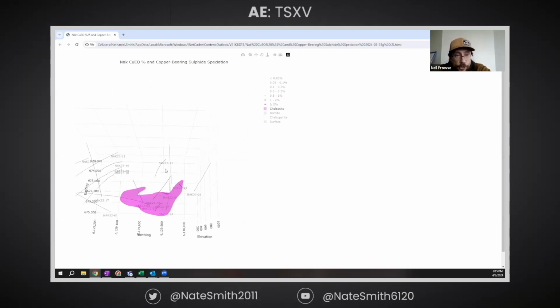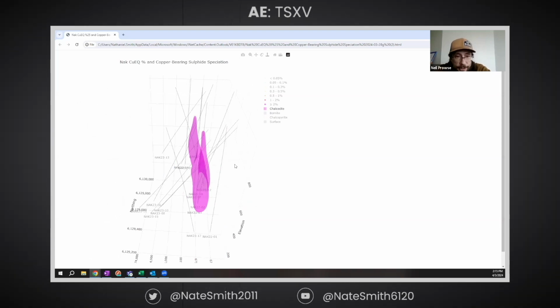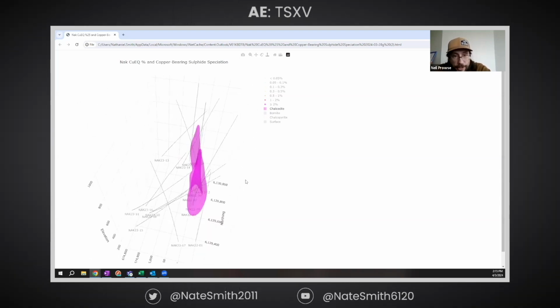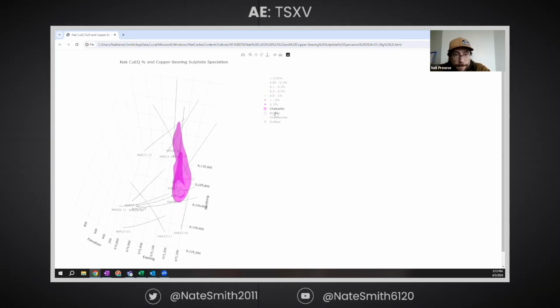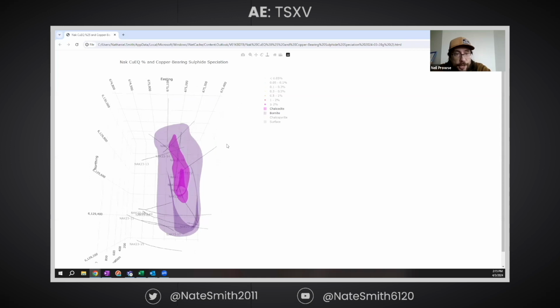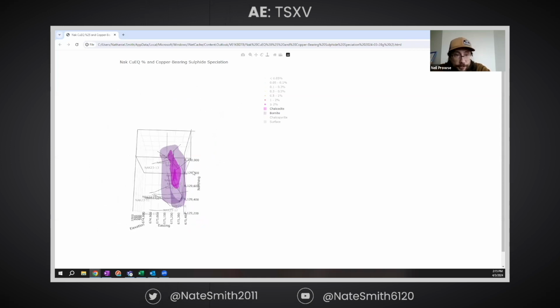And so what this is showing from our data at this point is that we've got a single center from which these are emanating out. And it really does look like, right now at least, our interpretation is that we are on the western flank of a very large system.